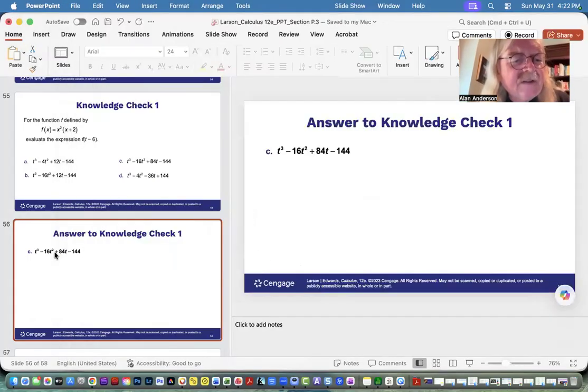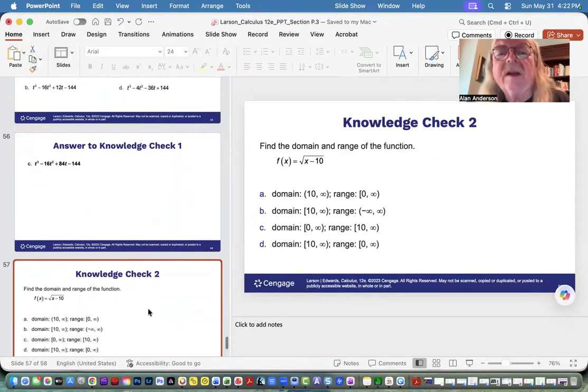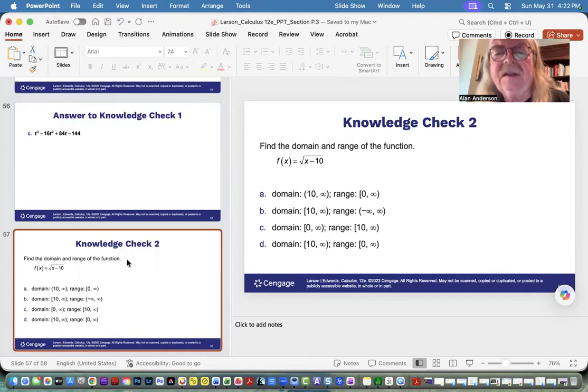And what was the other one they gave us? Oh, just domain and range. All right. This is the square root of x minus 10.